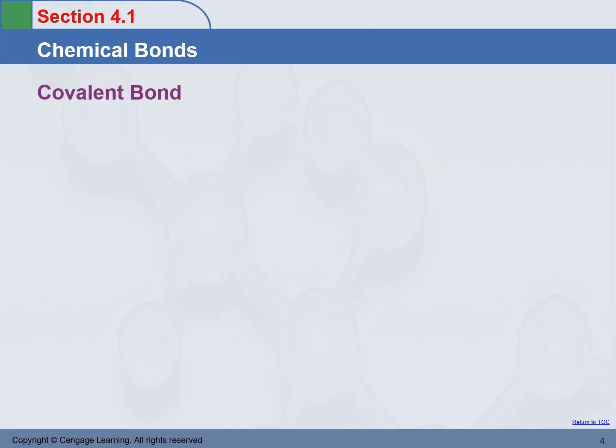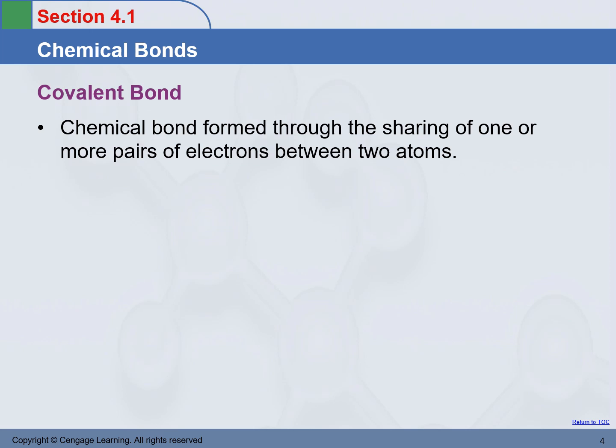Covalent bond. Covalent bond will be the topic of the next chapter. We'll just go through some of the basics about covalent bonds briefly. So a covalent bond is formed through the sharing of one or more pairs of electrons between two atoms. How? What's going on? We'll discuss that later, in the next chapter. A covalent bond is formed through the sharing of electrons. An ionic bond is formed through the transfer of electrons.